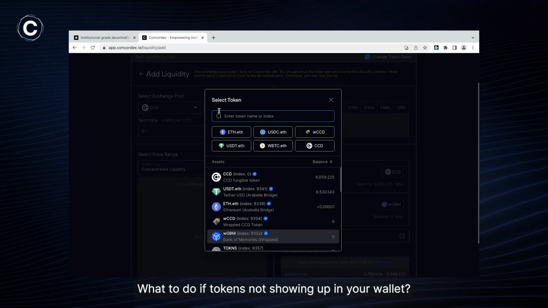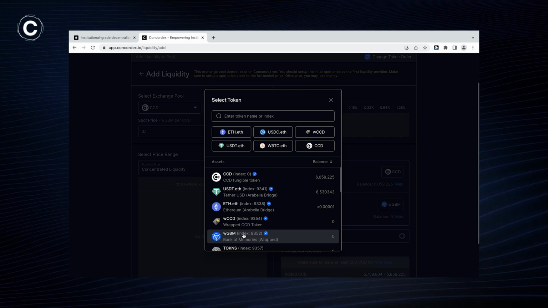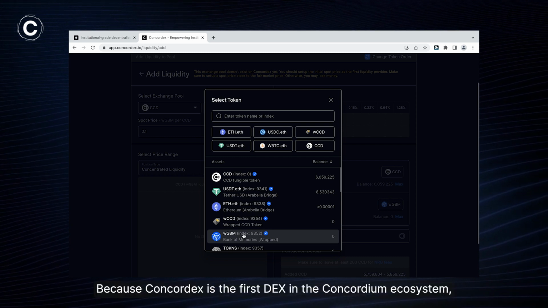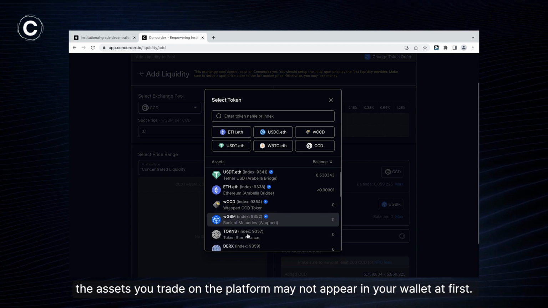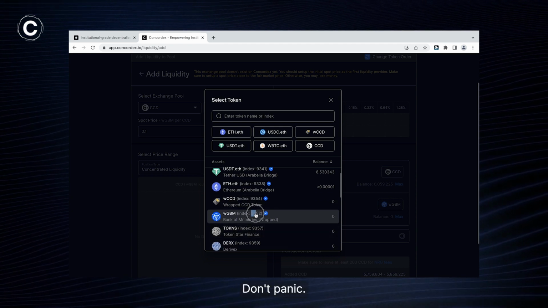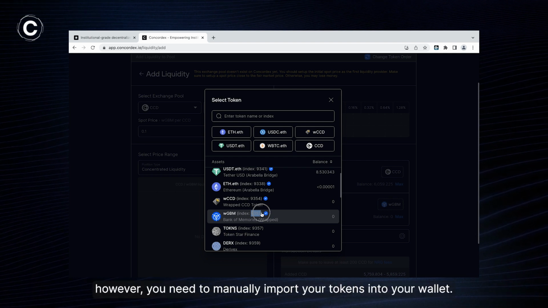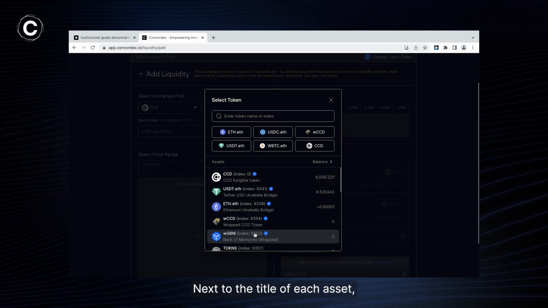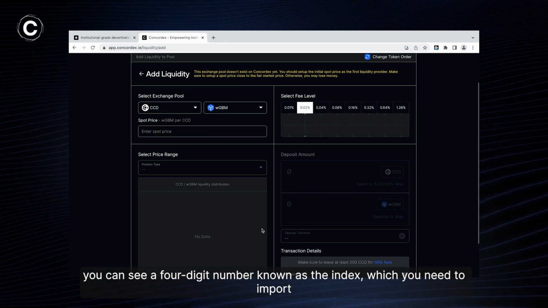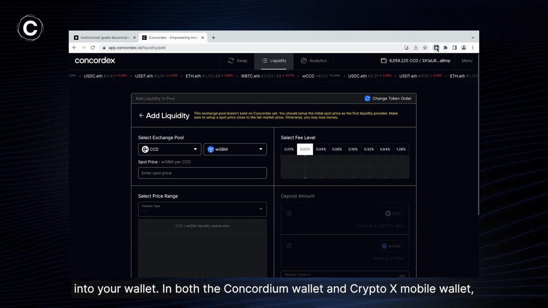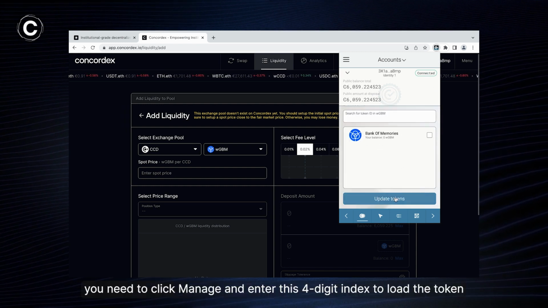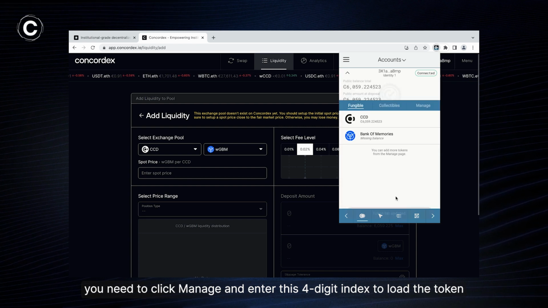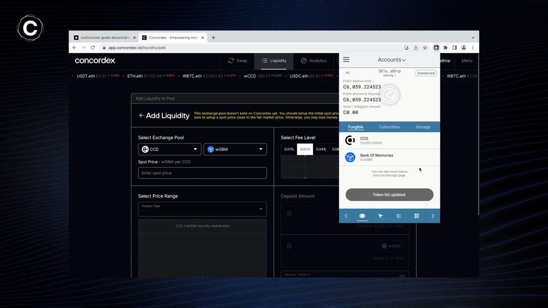What to do if tokens are not showing up in your wallet? Because Concordex is the first DEX in the Concordium ecosystem, the assets you trade on the platform may not appear in your wallet at first. Don't panic, your tokens are safe, however. You need to manually import your tokens into your wallet. Next to the title of each asset, you can see a 4-digit number known as the index, which you need to import into your wallet. In both the Concordium wallet and the CryptoX mobile wallet, you need to click Manage and enter this 4-digit index to load the token in your wallet.